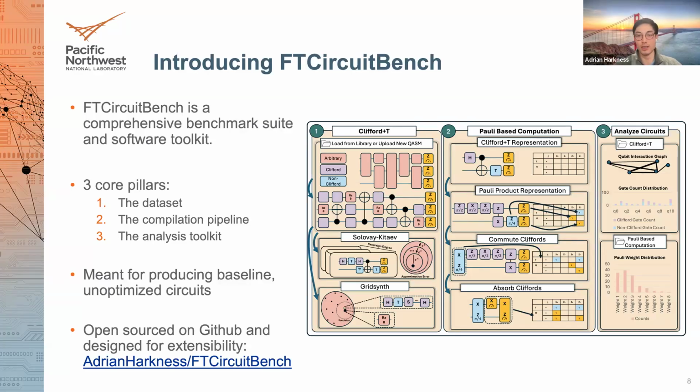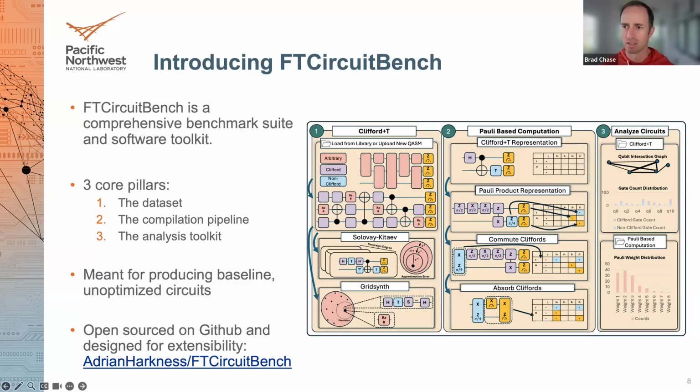And the reason for this is we want these to be things that other compilation researchers compare their strategies against, and then they can say that against baseline we have improved by this much and things like that. And yeah, this is open source on GitHub. I urge people to go check it out, and I'm sure there are probably issues with it, so submit requests and things like that.